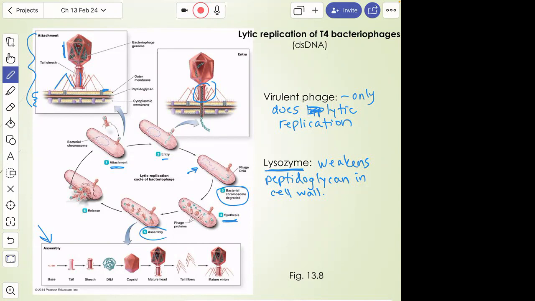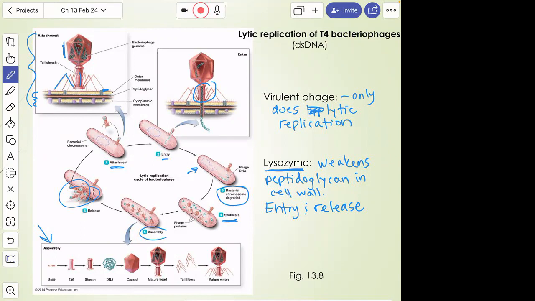And then the lysozyme, once again, is important to weaken the cell wall. So this lysozyme comes into play in entry and release. Okay, so those virions then are going to lyse the cell. That's why it's called the lytic replication cycle. Make sure I didn't forget to say anything there.